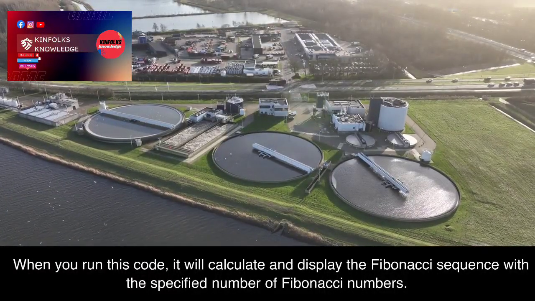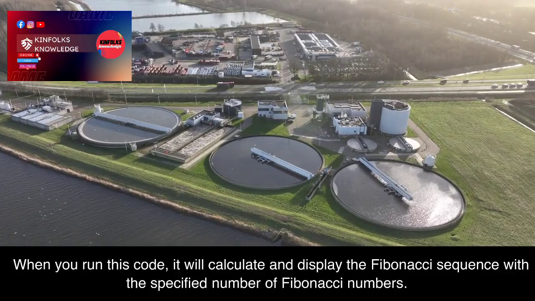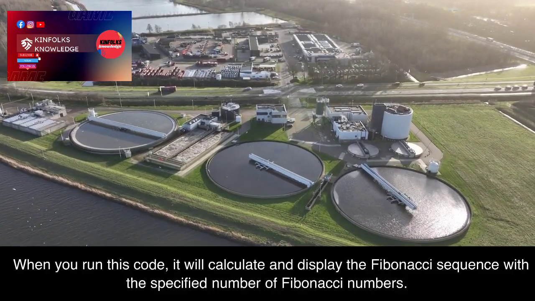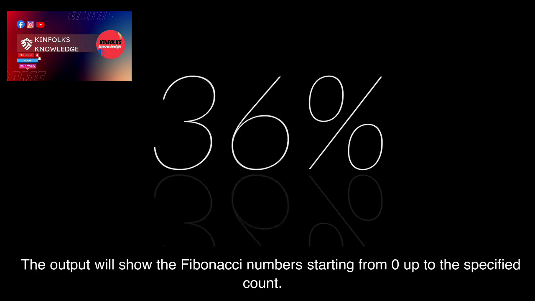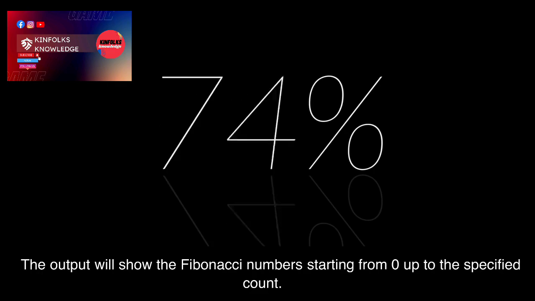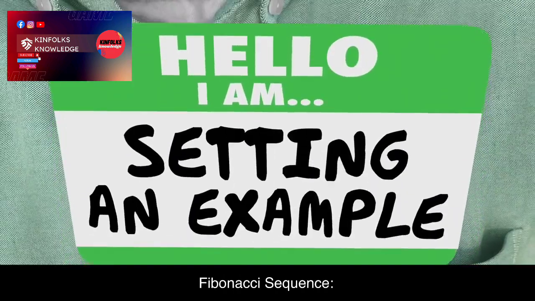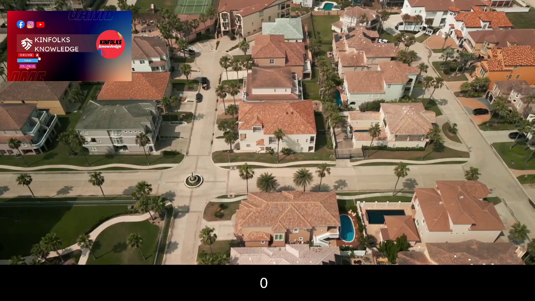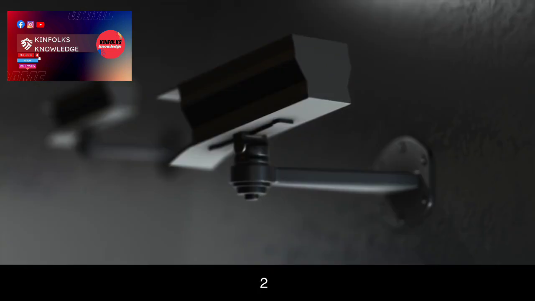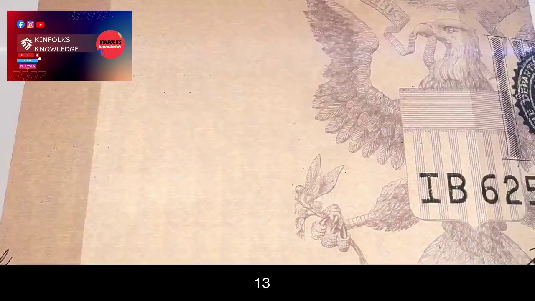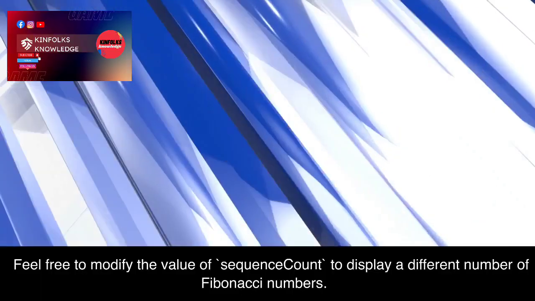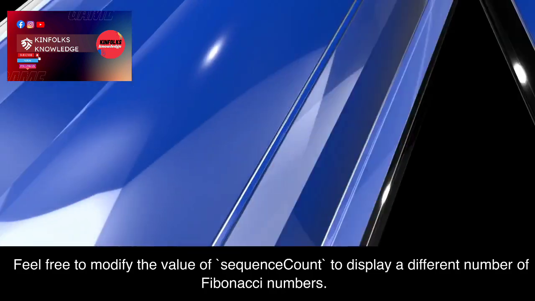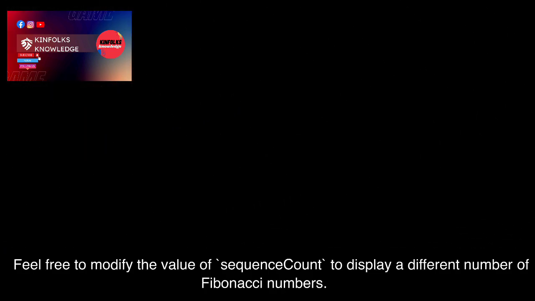When you run this code, it will calculate and display the Fibonacci sequence with the specified number of Fibonacci numbers. The output will show the Fibonacci numbers starting from 0 up to the specified count. For example, Fibonacci sequence: 0, 1, 1, 2, 3, 5, 8, 13, 21, 34. Feel free to modify the value of sequenceCount to display a different number of Fibonacci numbers.